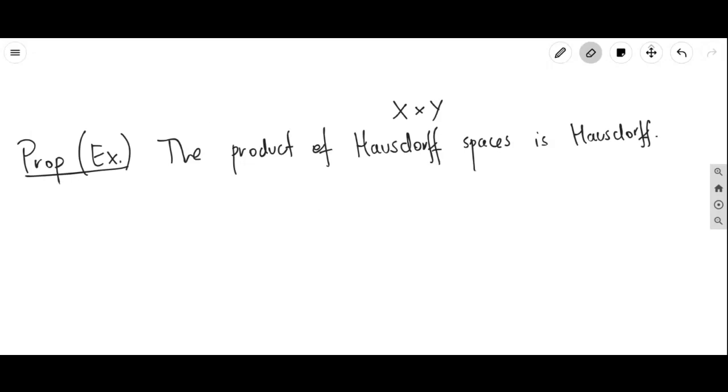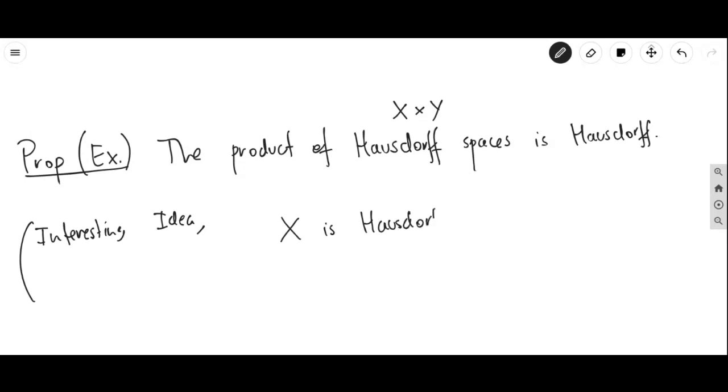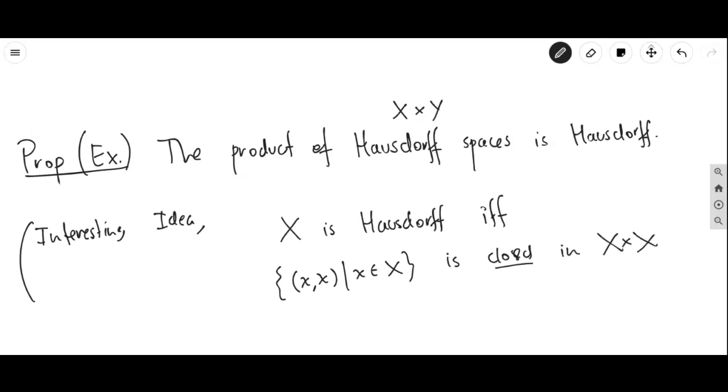But I think there's a more elegant way to prove it by using mapping properties. So this is kind of interesting. This is just an interesting idea. So X is Hausdorff if and only if the following set, where x is in X, is closed in the Cartesian product. So this set, it's called the diagonal.